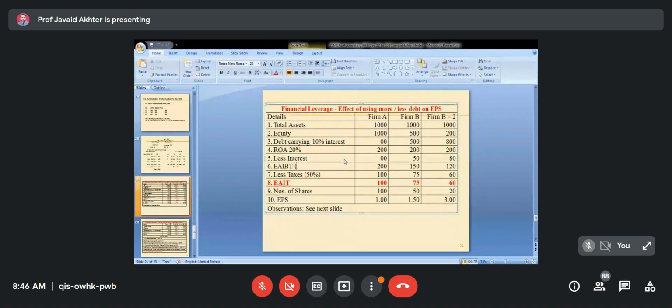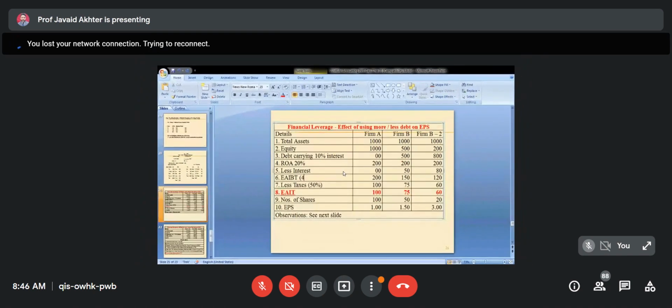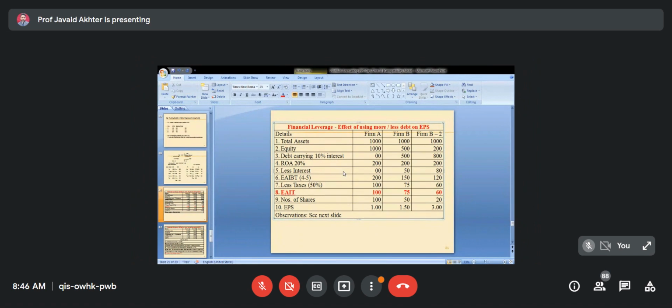So their earning was... Serial number 4. Yes, sir. This stage, where we are. So A is doing.